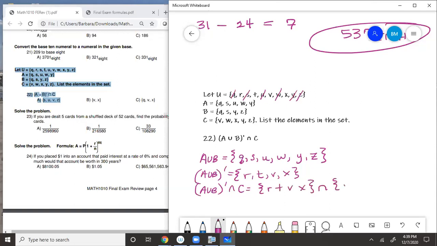intersecting with V, W, X, Y, Z. And intersecting, is that just writing down what's in the set? What's common in the set? Yeah. What's common?